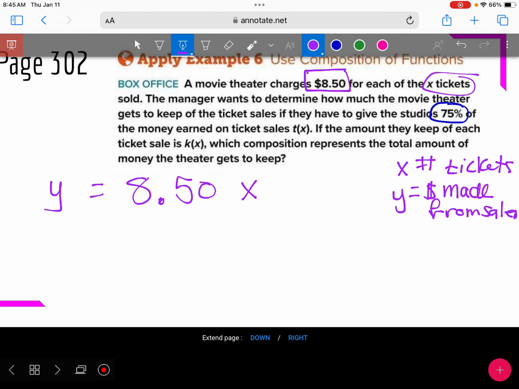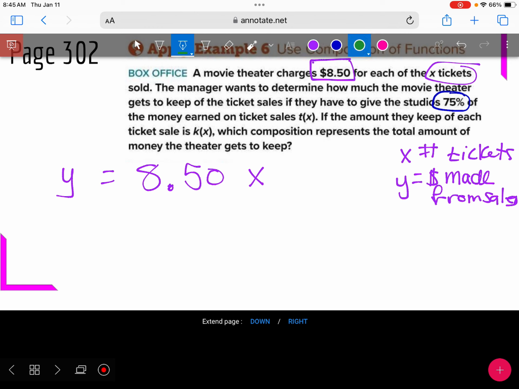from sales. So if they need to send the studio 75% of the money made, how could I write that as an equation? What percent do they get to keep? If they have to send 75% away, what percent do they keep? 25%. How do I write 25% as a decimal? 0.25 of the money that they sold. So it's 0.25 of whatever Y is, right?